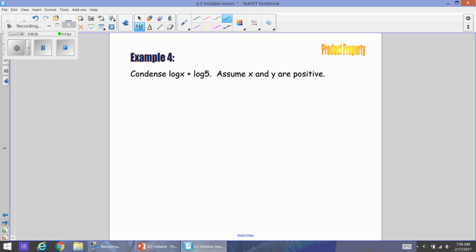Okay, now we can go backwards. The word condense means squeeze it all in tight, make it smaller, condense it up. So we are given an addition problem. And in our mind, we say, hey, addition is really multiplication. Okay, so we're going to multiply. So this is just the log. Is there a base this time? No. So it's an invisible 10. So we have the log of 5x. We multiply them. We're done.